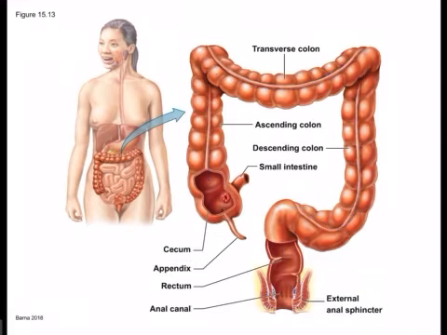We do have an accessory structure, the appendix right here. It's not really used by us anymore. It's a vestigial structure, so it was used when we were previous man for different types of food that we would have eaten.